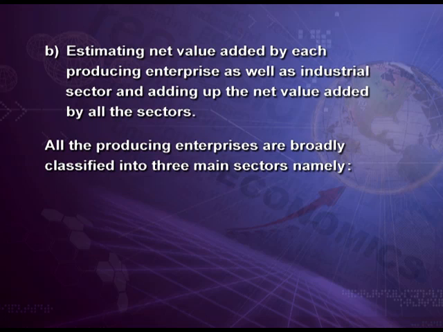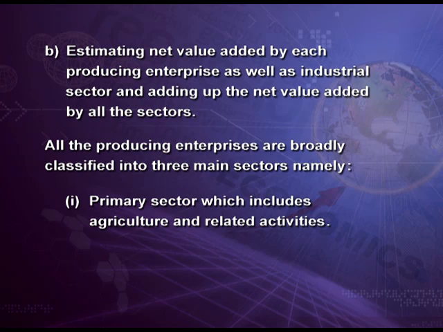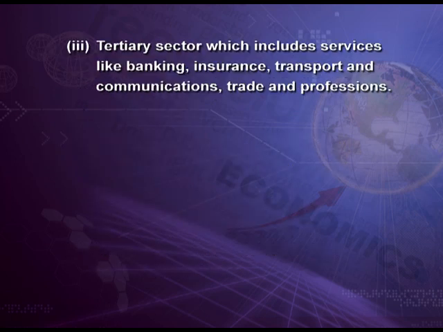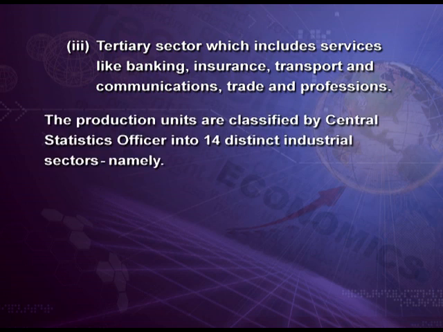All the producing enterprises are broadly classified into three main sectors, namely primary sector, which includes agriculture and related activities, secondary sector, which includes manufacturing units, and tertiary sector, which includes services like banking, insurance, transport, communication, trade and professions. The production units are classified by Central Statistics Officer CSO into 14 distinct industrial sectors.